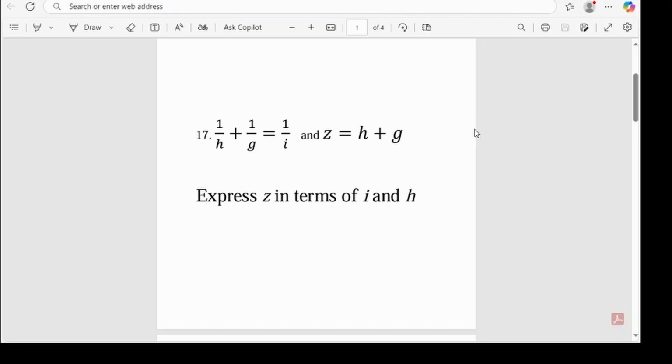In this video we would be solving mathematics change of subject CV 17, right? So let's quickly delve into the question. Okay, so the question is saying 1 over h plus 1 over j equals 1 over I, and z equals h plus j. Express z in terms of I and h.